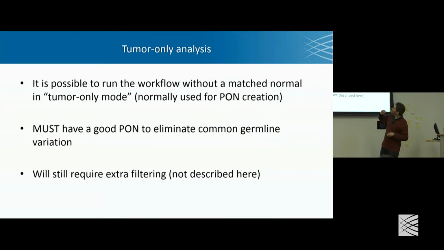So if you're calling in tumor only, it is important to have a good PON. If you don't have a good PON, what's going to happen is you're going to start calling sequencer errors and germline variants as somatic variants.